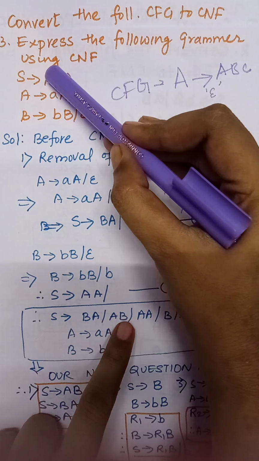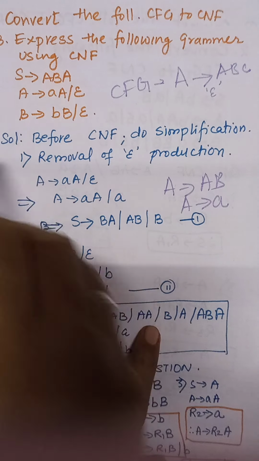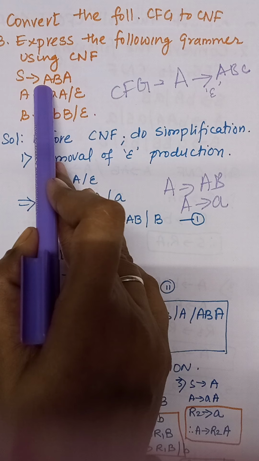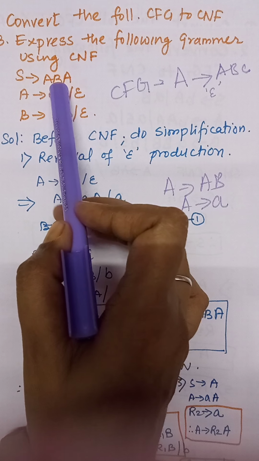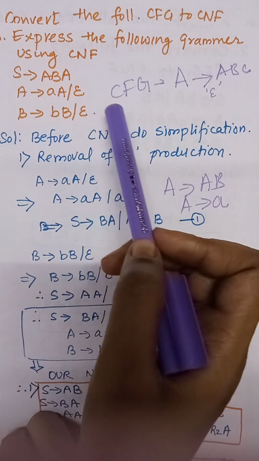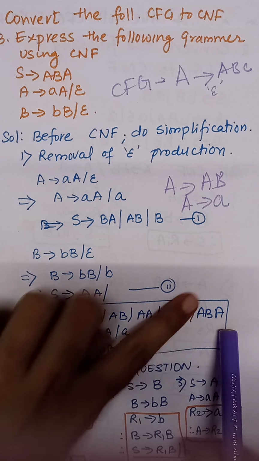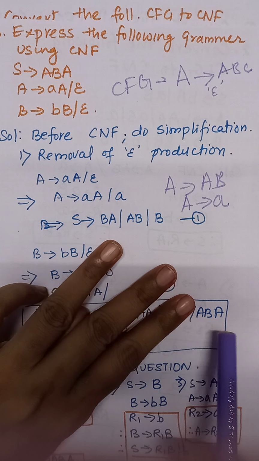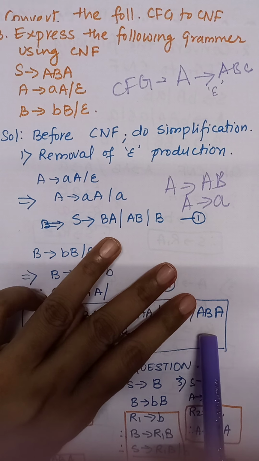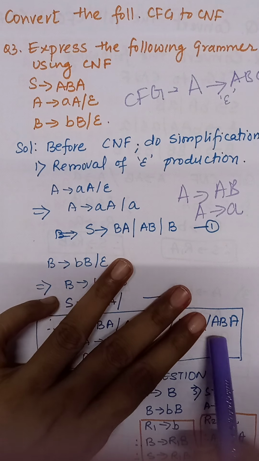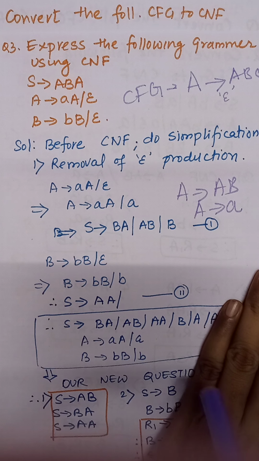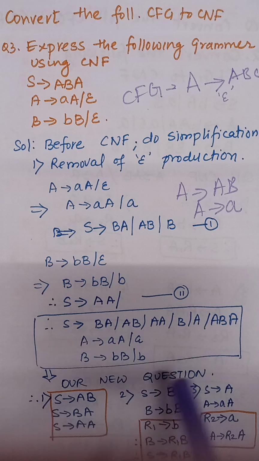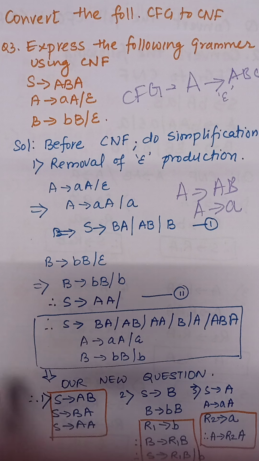If we put epsilon in B, we will get AA. If we put epsilon in both A's, we will get B. If we put epsilon in BA, we will get A. And ABA is what we write without considering epsilon. That was the first step. These are the things that we are getting after considering the epsilon.